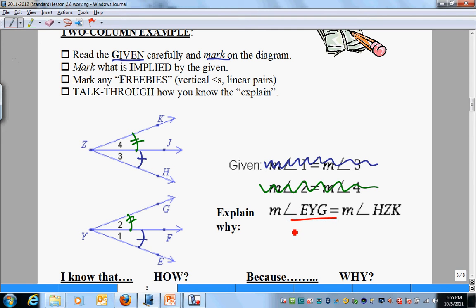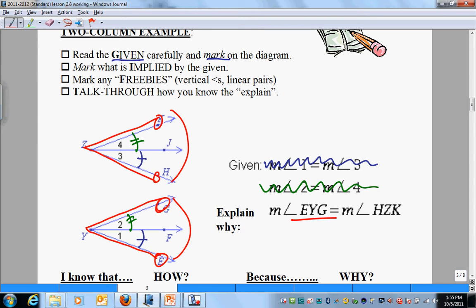What am I trying to find? Trace and sweep angle EYG. HG is congruent to HZK. That's what I'm trying to prove, so I'm going to put a question mark by it. That's not part of my given, it's what I'm trying to prove. So we've done the given and the prove.